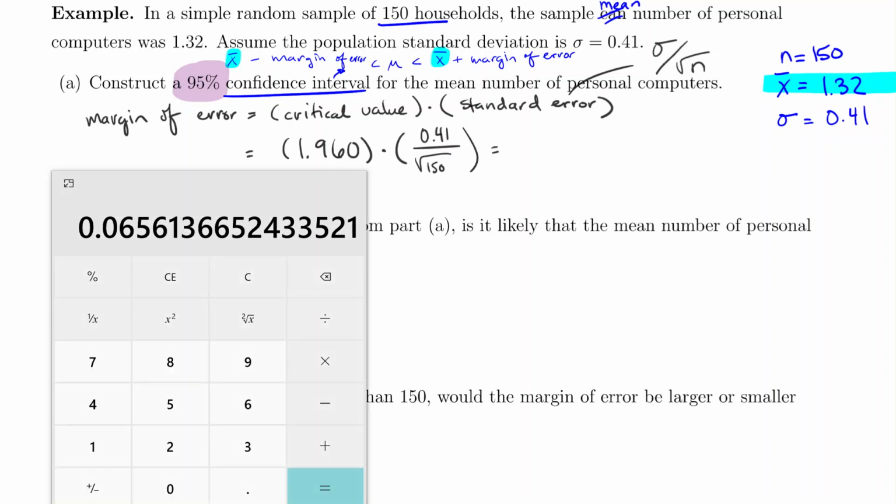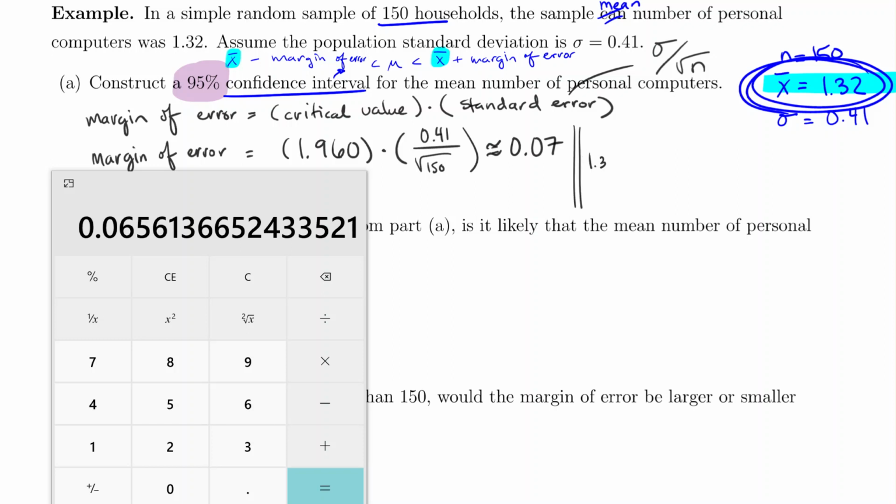And now we come to our final calculation of the margin of error. And what I need to keep in mind here is when constructing the confidence interval, it told me in my rounding note that it all depends on the number of decimal places I'm given in x bar. Since there's 2 decimal places in x bar, I need to round this to 2 decimal places. So that will round to 0.07 as my margin of error. So then the confidence interval's lower bound is the sample mean minus the margin of error.